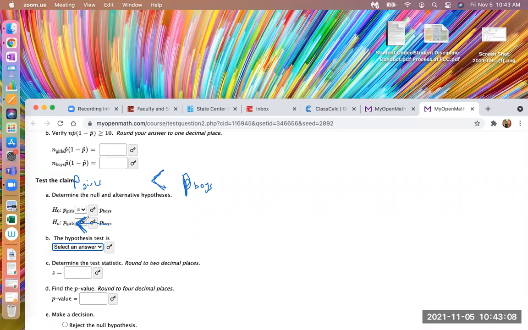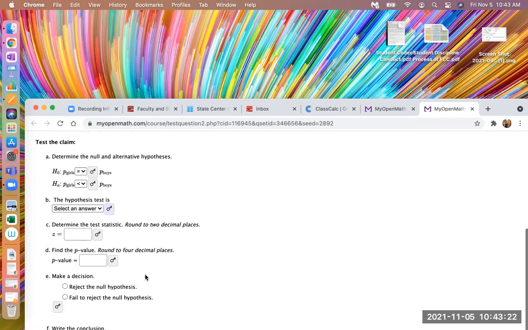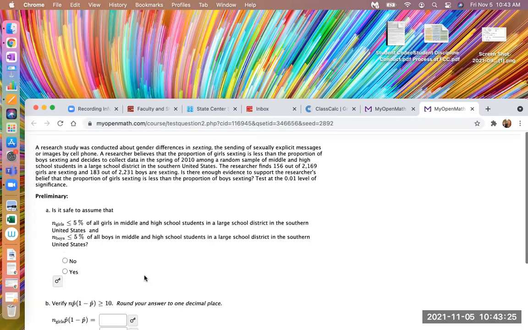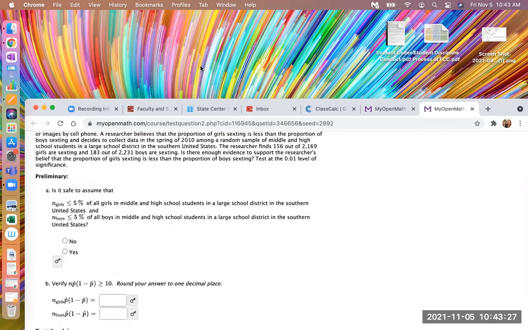Yes, it's pointing to the left. So that would make this a left tail test. So we would choose left tail test here. And then now we just have to determine the null and alternative hypotheses. And I erased it. We had everything up here so nicely. Whatever, I'll just put it again.